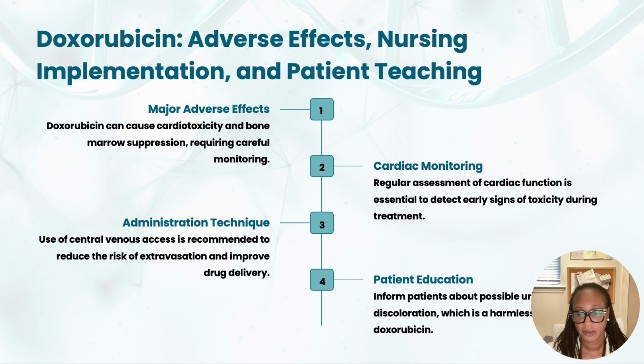Extravasation injury: because it is a vesicant, there is severe local tissue necrosis if leakage occurs. So it can be very severe. Secondary malignancy, for example leukemia.